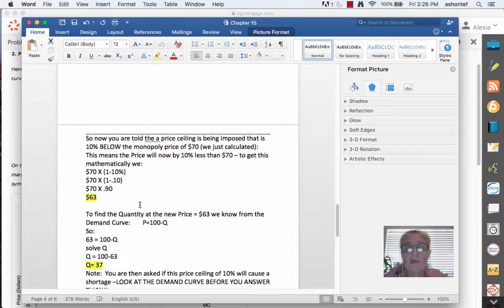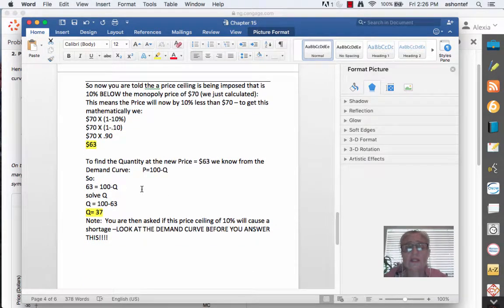Then you have a couple last questions on this, where you're told there's a price ceiling being imposed. Now remember, price ceilings aren't always problems. So just remember that as you're doing this question. You're told that the price ceiling that's going to be imposed is going to be 10% below the monopoly price of $70 that we just calculated.